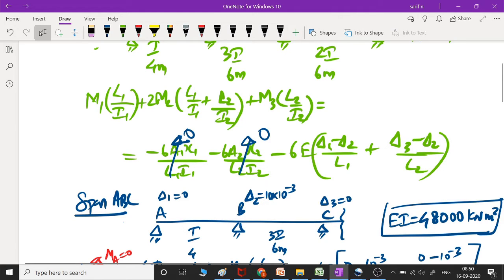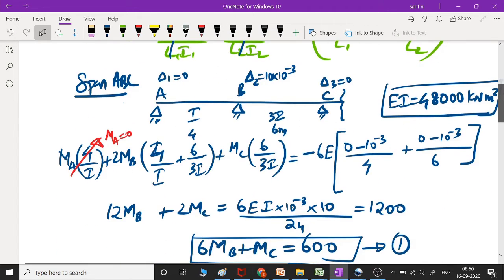Here what we have to notice is that delta 1, delta 2 and delta 3 are all the support settlements and are assumed positive if they are in the downward direction. In this particular problem, since we do not have any loading on the beam, the simply supported bending moment diagrams will be 0. Therefore, these two terms will vanish from the equation. Also, we know that the three moment equation can only be applied to a two-span continuous beam. Therefore, we have to apply the three moment equation successively.